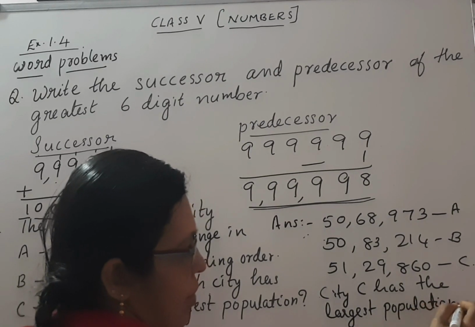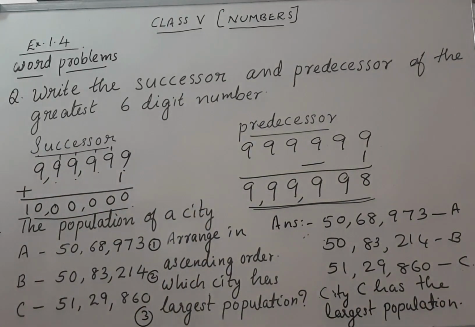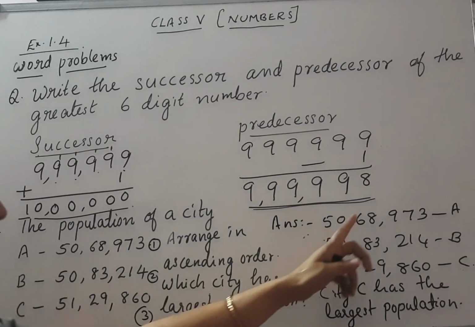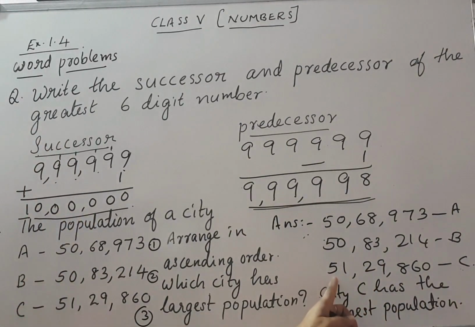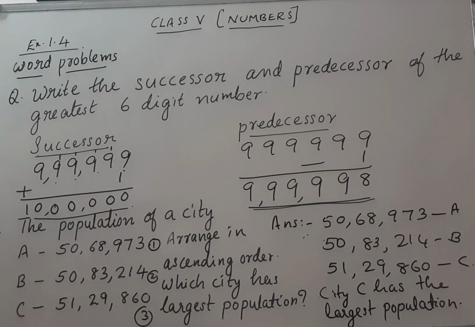While writing in the classwork, you have to write it neatly, because here space is less, so I have written the answer here. So the first answer is the ascending order. Second answer, which city has the largest population? City C has the largest population, that is the largest number. So all the questions from exercise 1.4 word problems we completed. Write down all these notes in your classwork, and homework also you have to complete it.